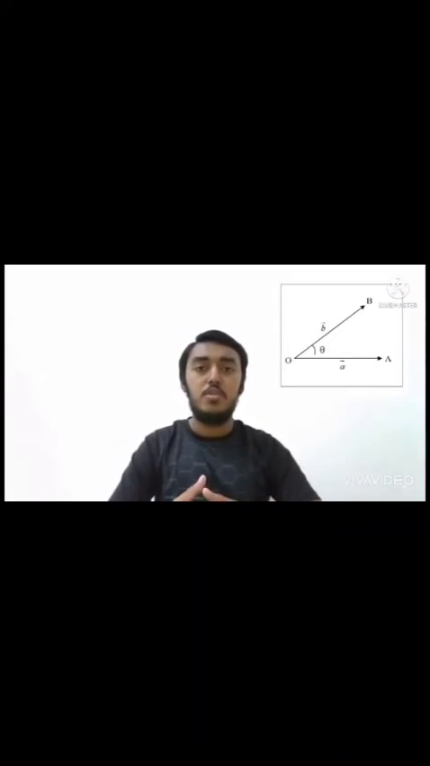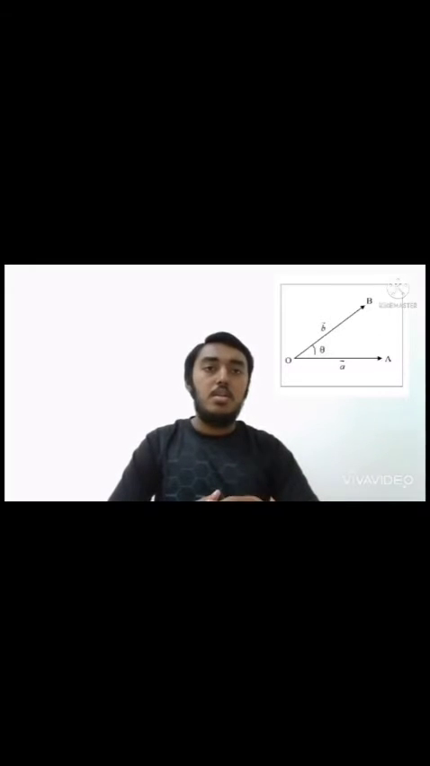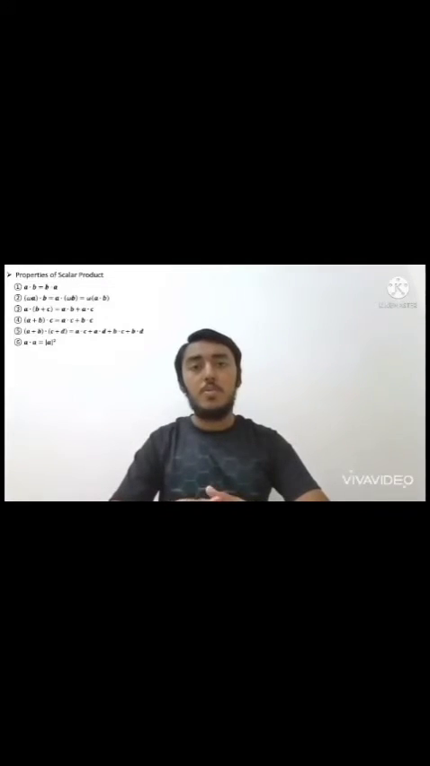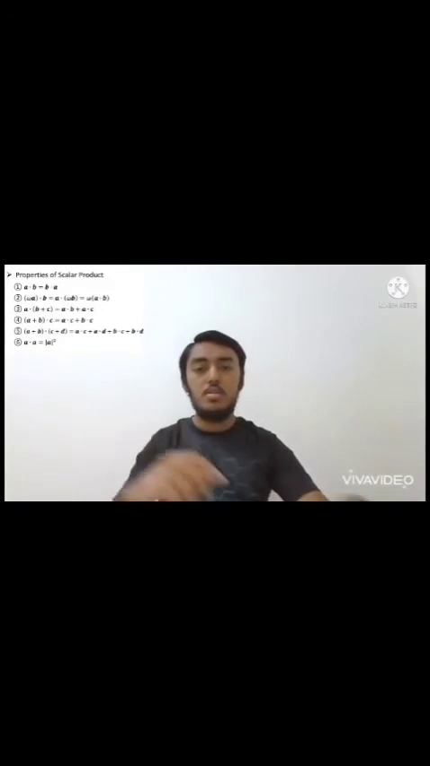The explanation for the diagram. If OA equals a, OB equals b, and theta is the angle between a and b, the scalar product is given by a dot b equals |a||b| cos theta, where 0 degrees is less than or equal to theta, and theta is less than or equal to 180 degrees. After that, the properties of scalar product. It is shown in the image above.